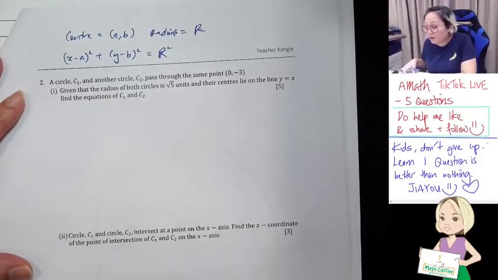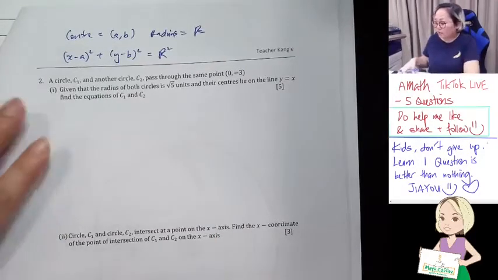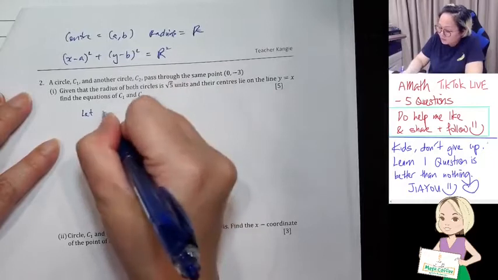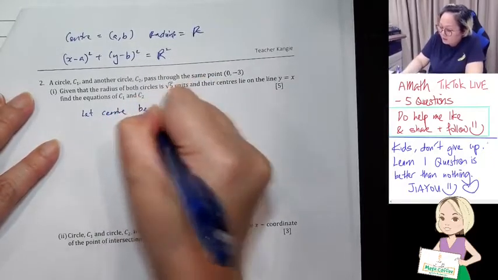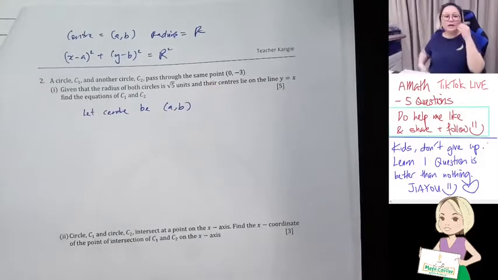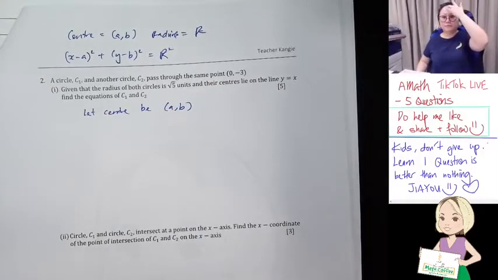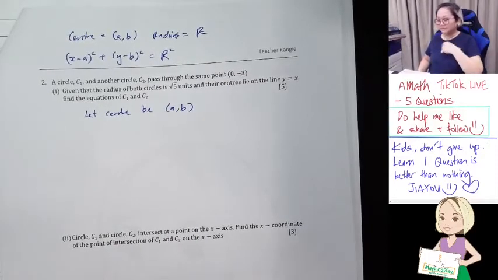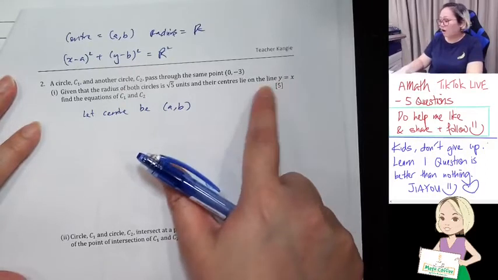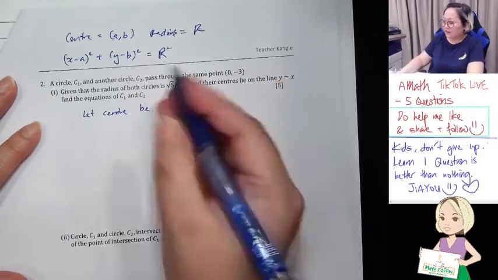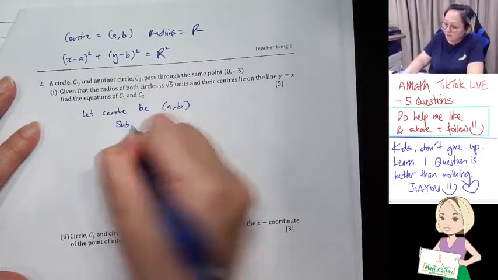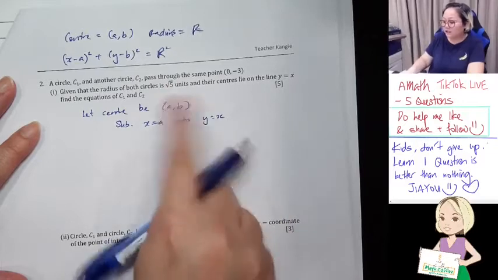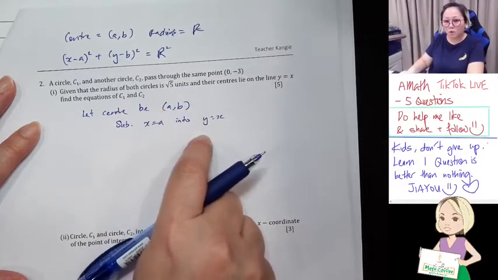So the question is, how are you going to find the two circles? The trick is I'm going to let the center be (a, b). I have two unknowns. My center be (a, b). And the trick is because the center lies on this line, I'm going to sub x equals to a into the line y equals to x, because they say the center is on this line. So I want to find out what is the y coordinate.